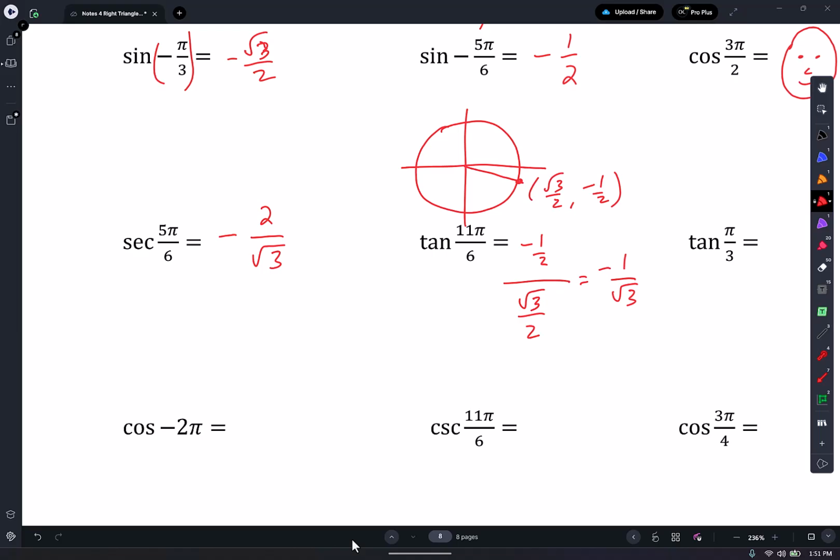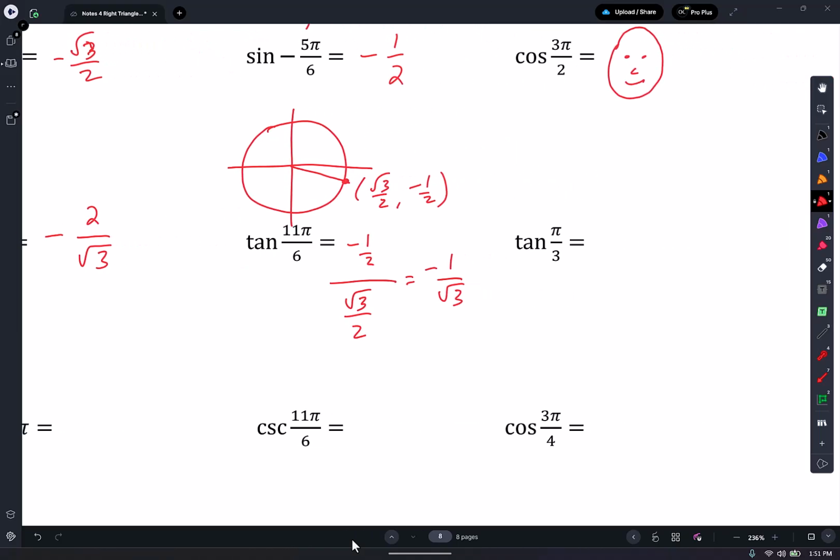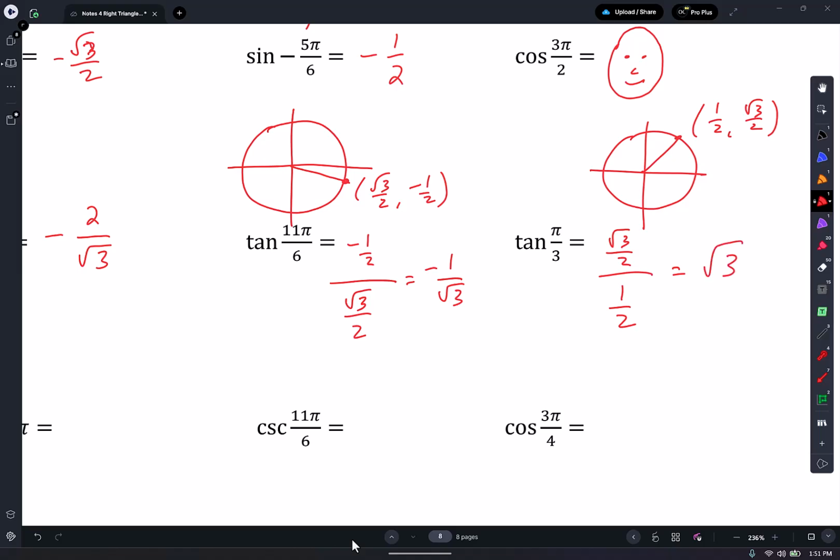Yes. Okay. Tangent of pi over 3. So here's pi over 3. Remember that coordinate is 1/2, comma, square root of 3 over 2. You're going to go y divided by x. Square root of 3 over 2 divided by half. The 2's cancel out. You just have square root of 3. We're still okay, guys?